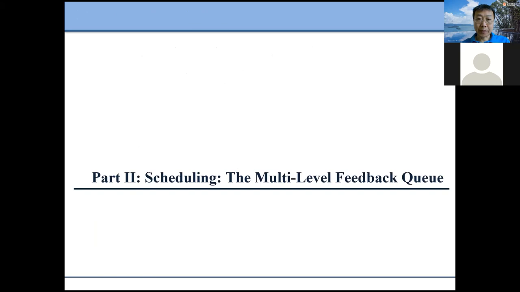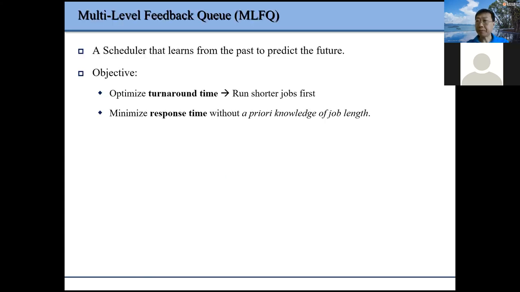Then we go to the second topic. This is a very widely used approach called multiple level feedback queue. The inventor obtained the Turing Award because of this. This is why last time, when some student asked how to optimize both turnaround time and response time, I told you, you guys ask a Turing Award type of question. So you guys have the potential to obtain a Turing Award. So let's look at this Turing Award question.